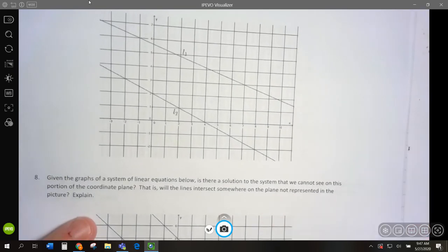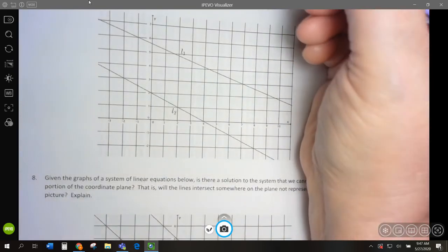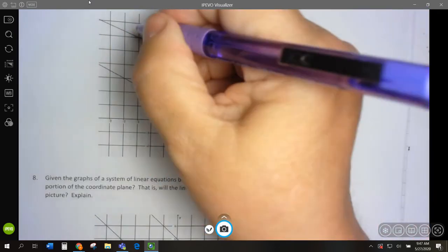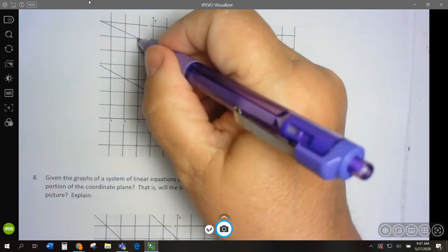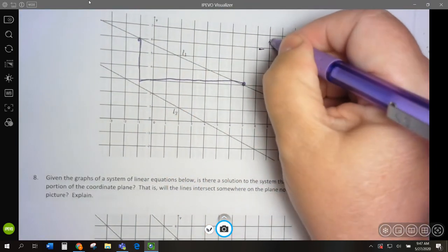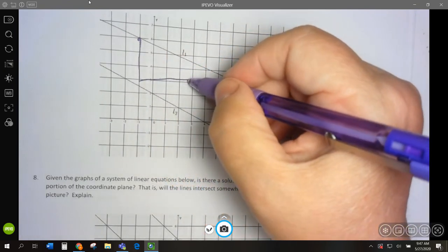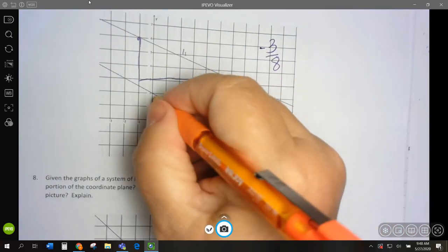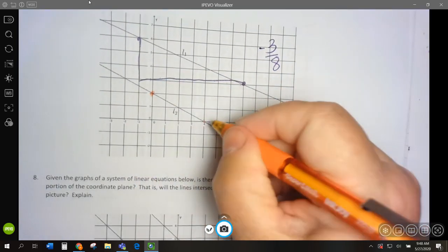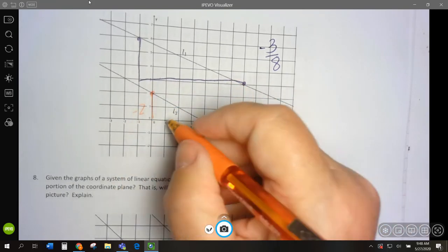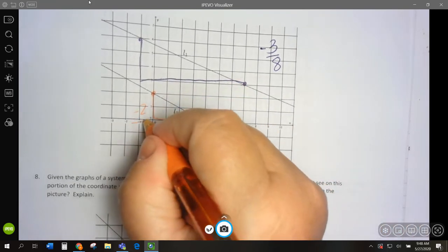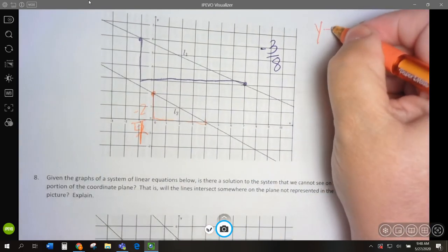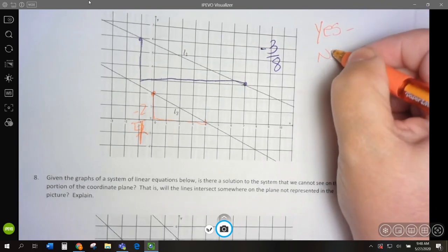Number 7. Once again, let's check our slopes. I have a point here and a point here, so this is going to be a negative slope: negative 3 over 8. Here we have a negative slope also. Here to here, that's negative 2 over 4. So is it going to have a solution? Yes, because they're not parallel.